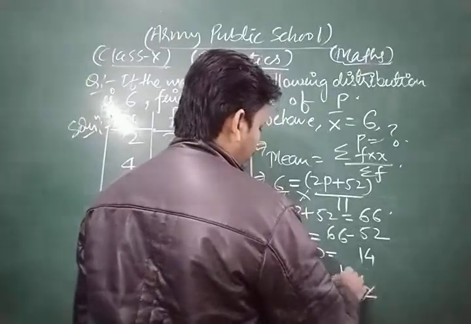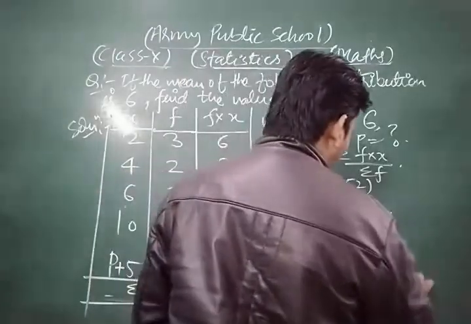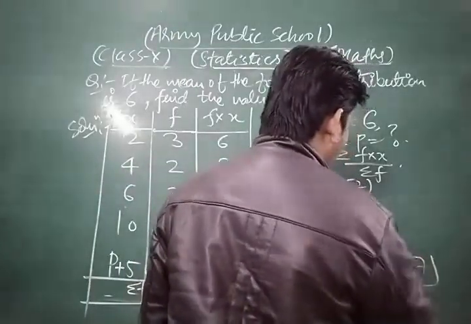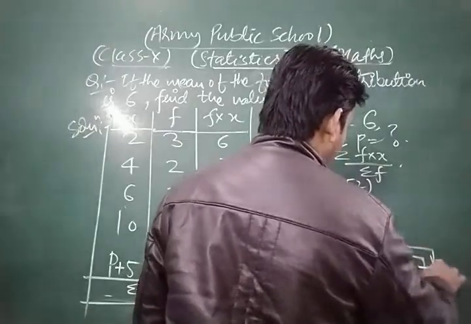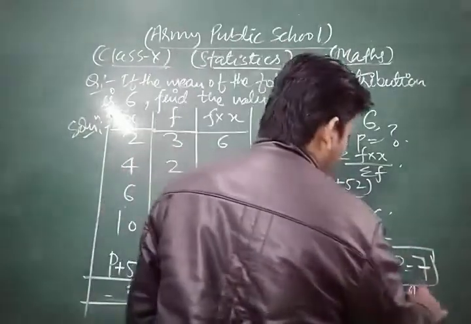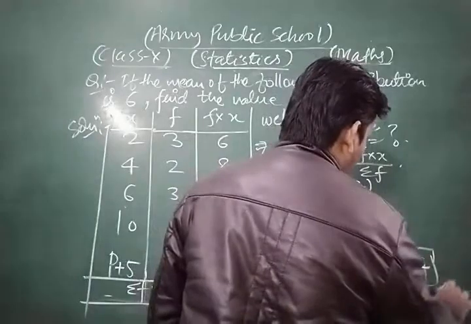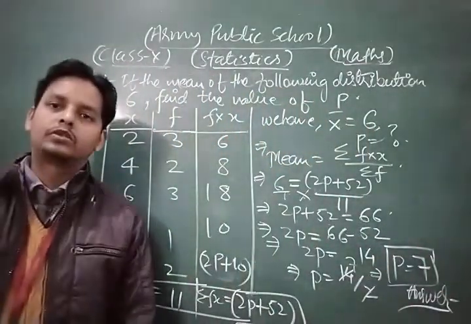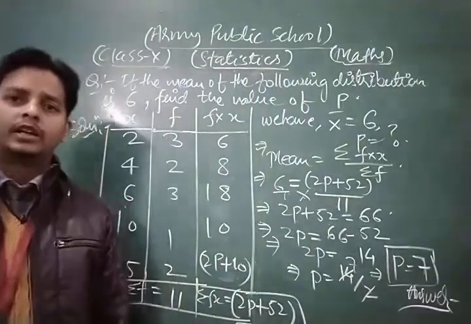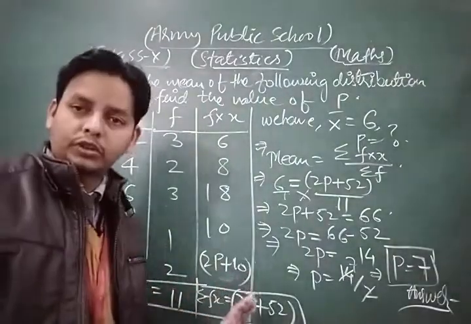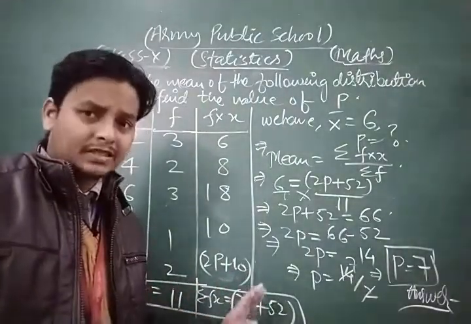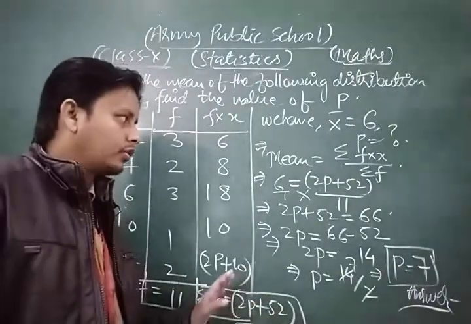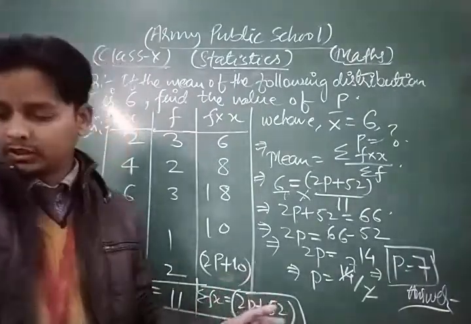Thus the value of p is 14 upon 2, thus the value of p is 7. This is the required solution of the given question. This is a very important question. In this way you can solve all the questions of your NCERT exercise based on these topics.